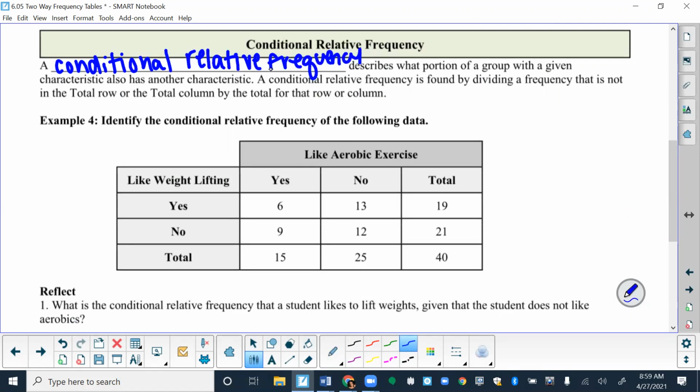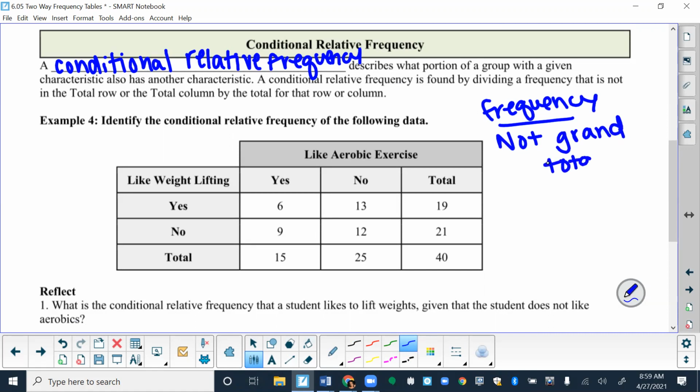All right, the relative part means relative to the total, except now it's not by the grand total. It's by whatever category it's asking about. So for this one, I would say frequency, and then I would say divided by not the grand total. So the total that it's going to talk about is either going to be like these down here or these row totals, not the grand total.